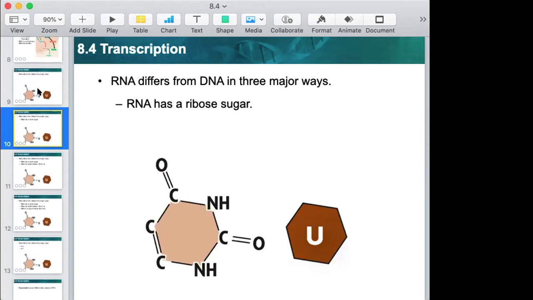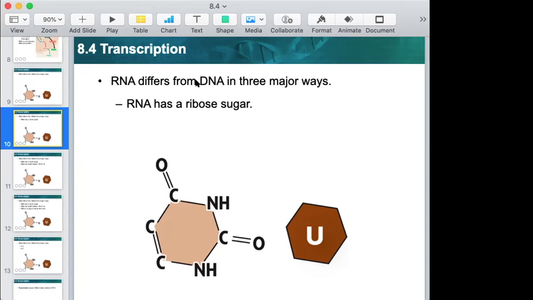RNA differs from DNA in three ways, and I mentioned all these before, but we'll just go through them in more detail. The first way that DNA is different from RNA and vice versa, DNA has deoxyribose as a sugar. RNA just has ribose as a sugar. And so RNA stands for ribonucleic acid. Ribo is ribose sugar. DNA, deoxyribonucleic acid, for the sugar that it has, deoxyribose.